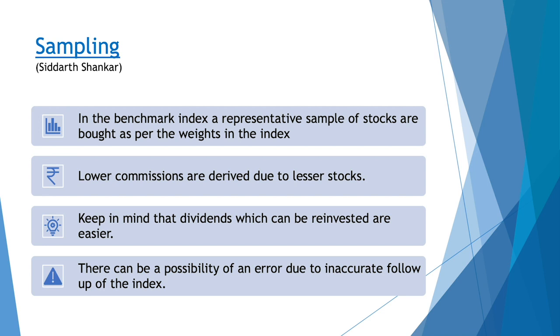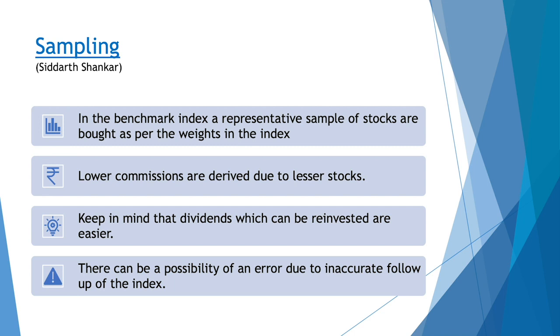Now, moving on, we tackle sampling. Sampling in the benchmark index is basically a representative sample of stocks which are bought as per the weights in the index. Additionally, there are lower commissions due to these fewer stocks. And also, we need to understand that the dividends can be reinvested and thus it is much easier.